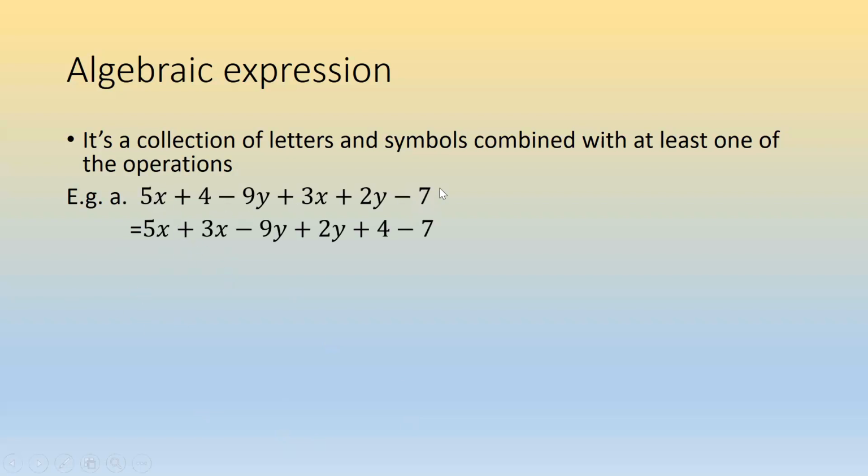You should know that the 4 and the 7 do not have any letters attached to them. These ones without letters attached, we call them constants because they are constant. We know that it is exactly 4. But we have 5x here. That means we do not know the exact number, because this 5 is multiplied by a certain number we don't know, which is replaced by x. So this x is a variable because we do not know what exactly it is. It could be any number. So it's a combination of constants and variables.